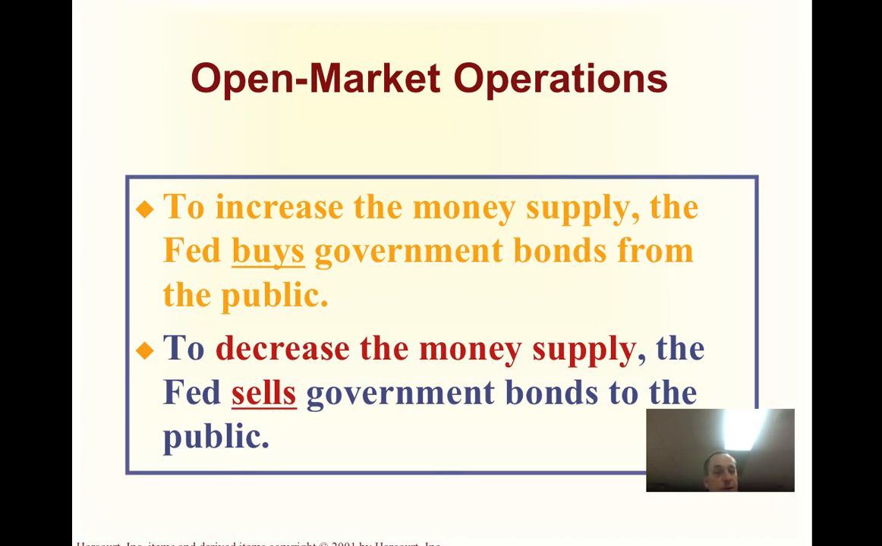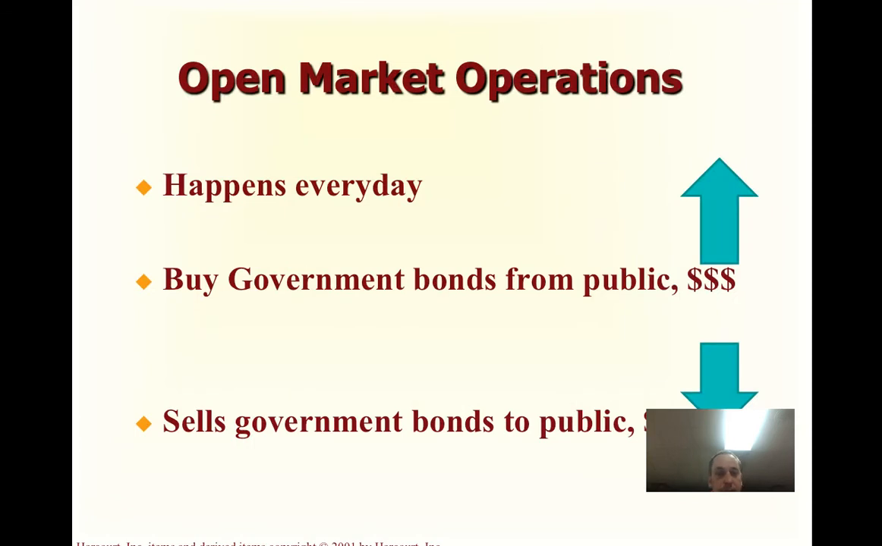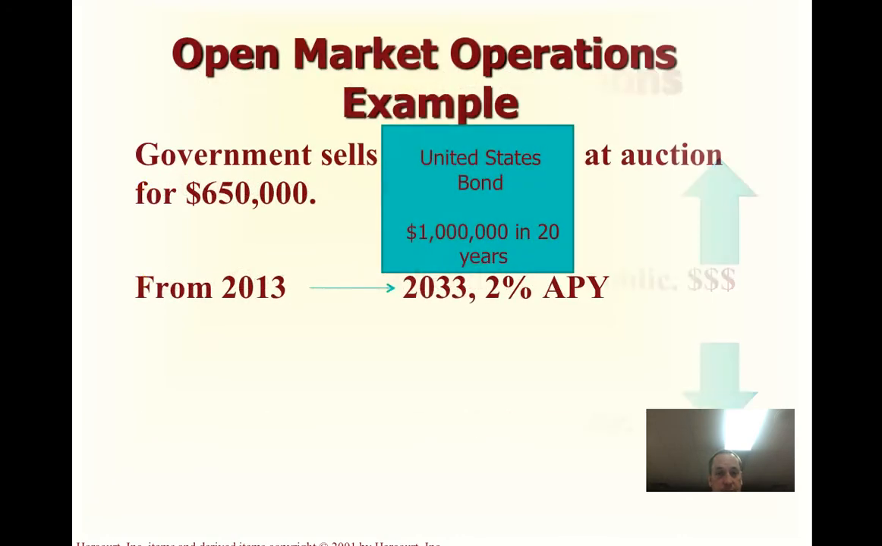They could go back in a few years and buy that note back from that person, and then they would print the money at the printing press, basically buy the bond back from that person, and then throw the bond away. That would increase the amount of money in circulation. Now, this happens every day, all right? So just to clarify, they buy government bonds from the public to increase the amount of money in circulation, and they sell government bonds to the public to decrease the amount of money in circulation.